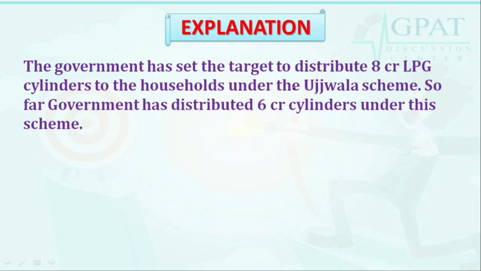The government has set the target to distribute 8 crore LPG connections or cylinders to households under this scheme. Students, try to learn both of them: what the scheme name is and how many connections are distributed under the scheme. So far the government has distributed around 6 crore cylinders under this scheme.